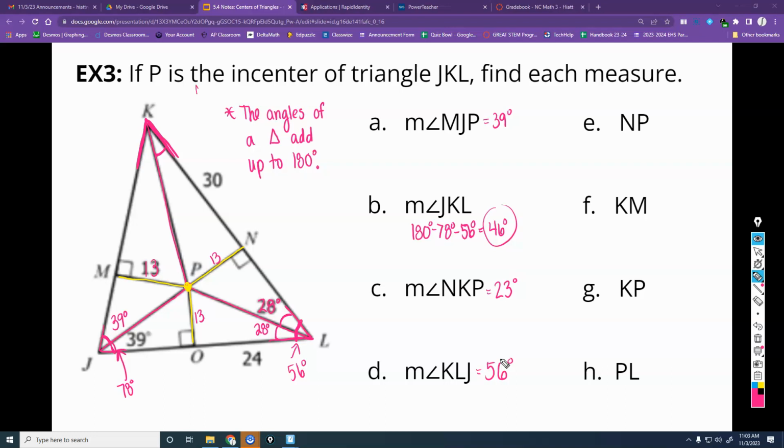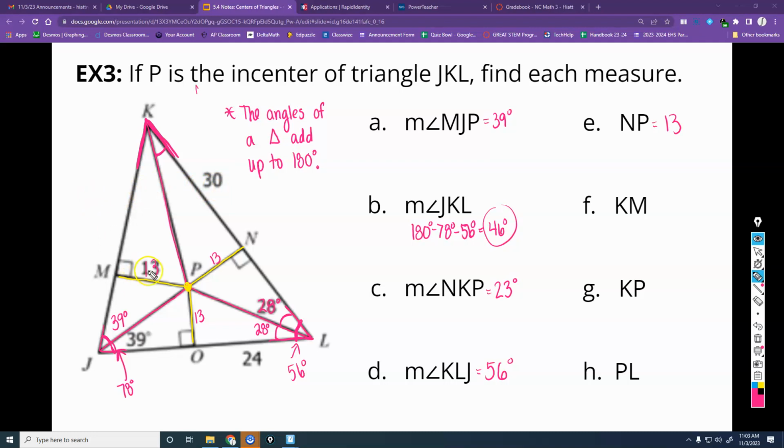They're also going to ask us some sides here. So NP is one of these little lines from the center here. They're all 13. So that one's 13. Then they're going to ask us for KM. Okay? And Sailor is saying 30. What made you say 30 for that? How do you know for sure those are the same? Or are you just going on looks?